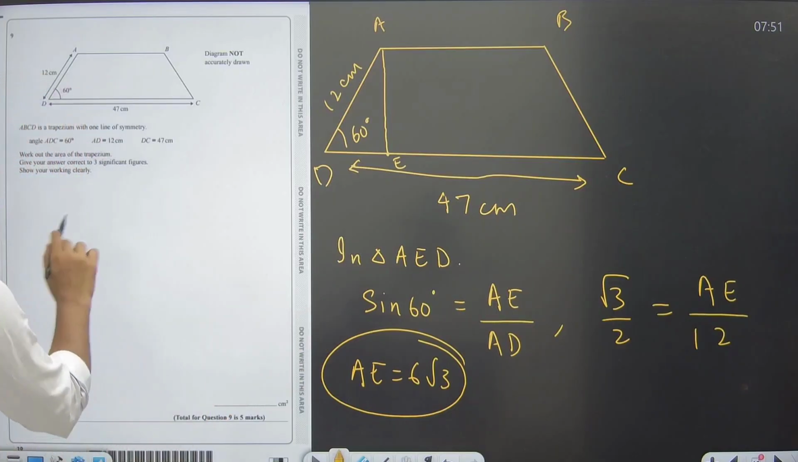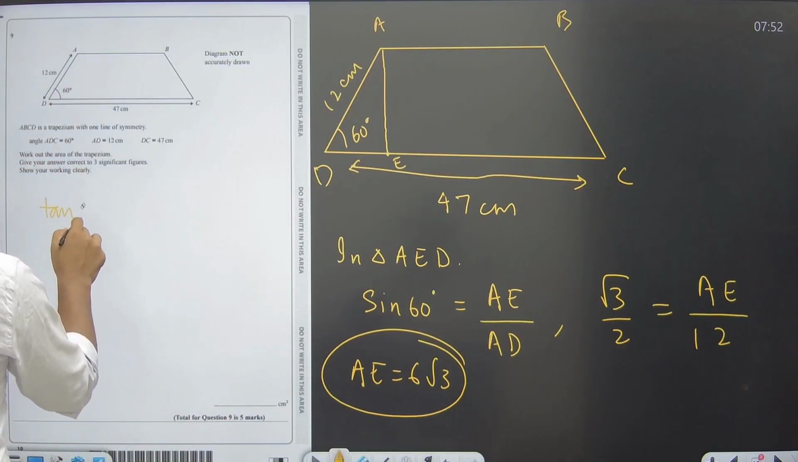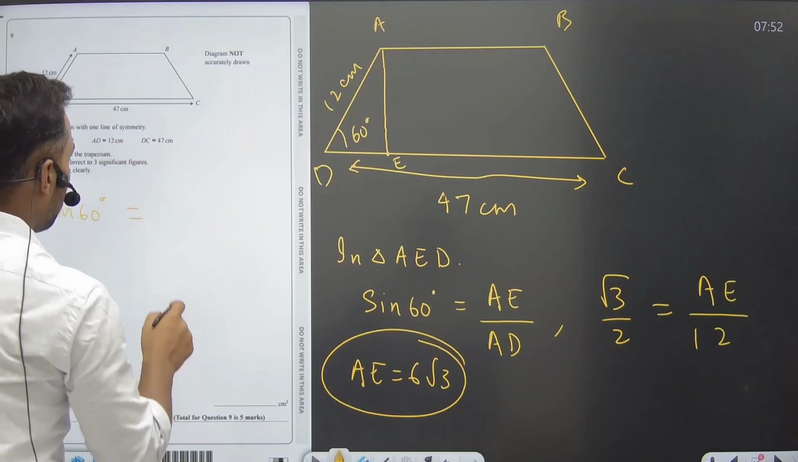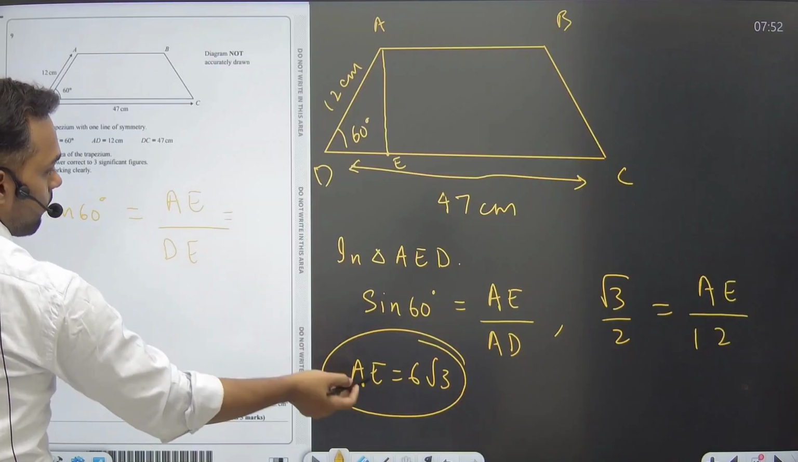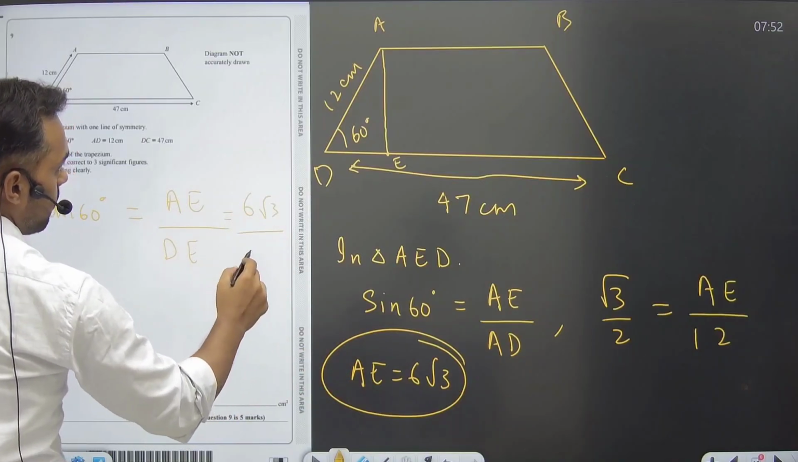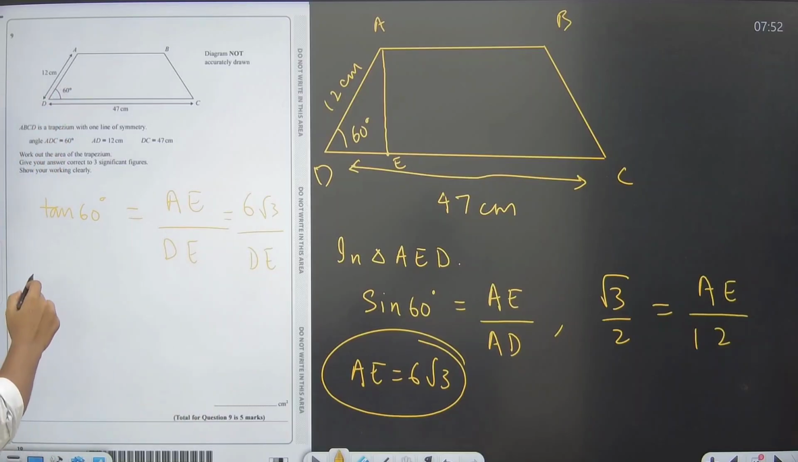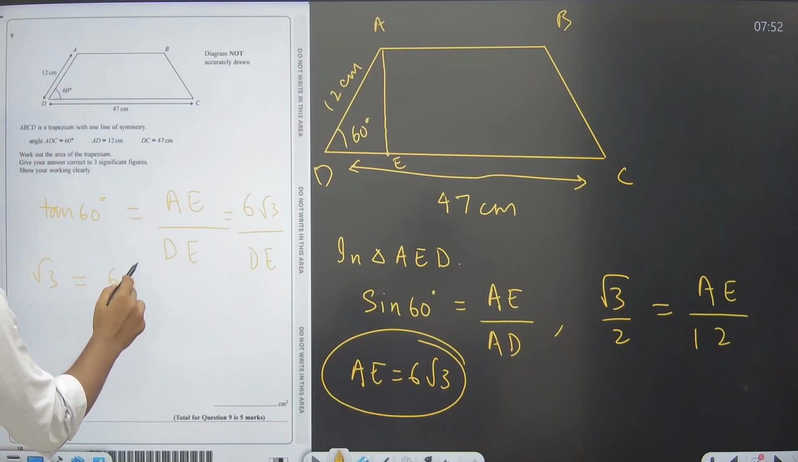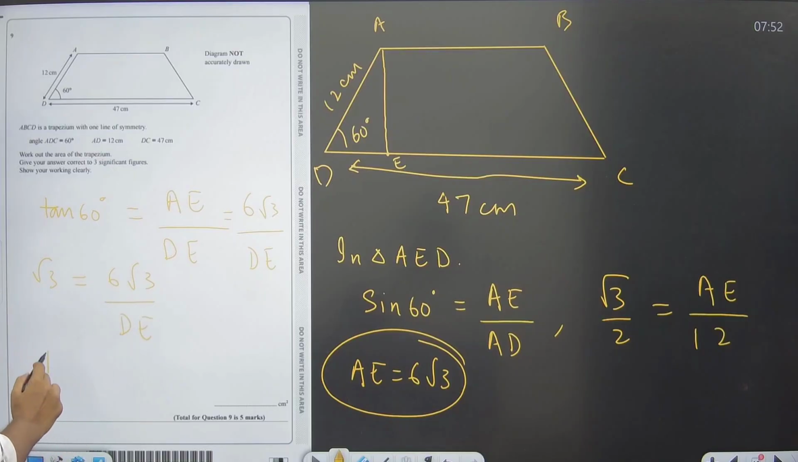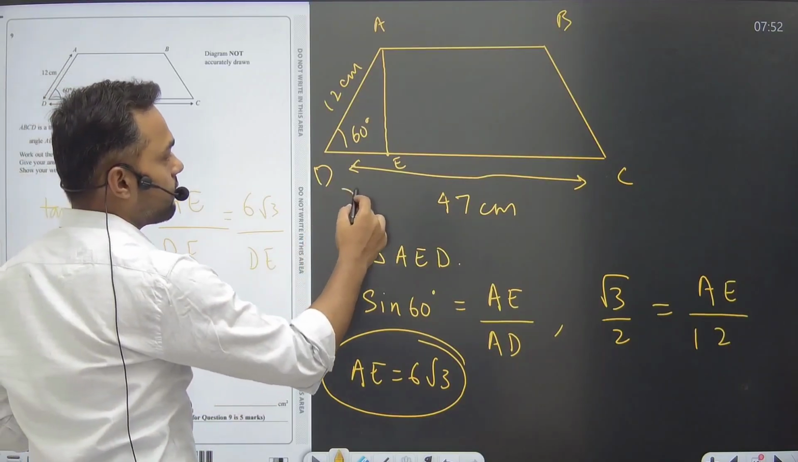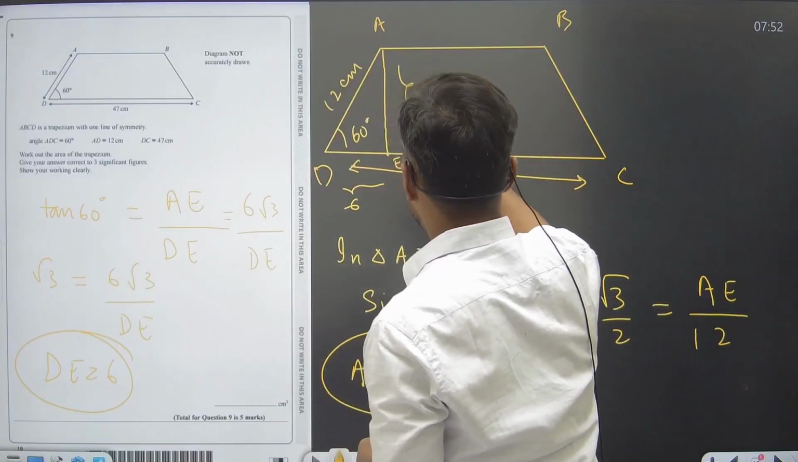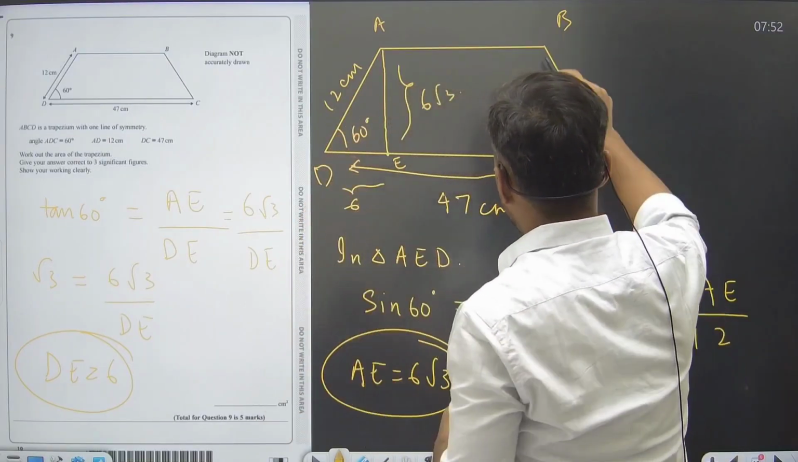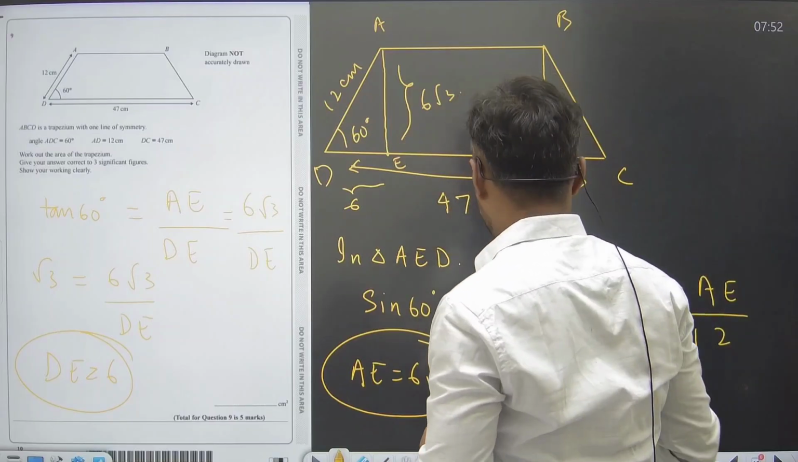Similarly, what will be the value of DE here? Applying the tan 60 degree trigonometric ratio in triangle AED, that will be equal to AE upon DE. AE we have already calculated as 6 root 3 and DE we don't know, and tan 60 is root 3, so it will be 6 root 3 upon DE. So here you will get DE equals 6. Okay, so we have got this value as 6, and this height as 6 root 3.